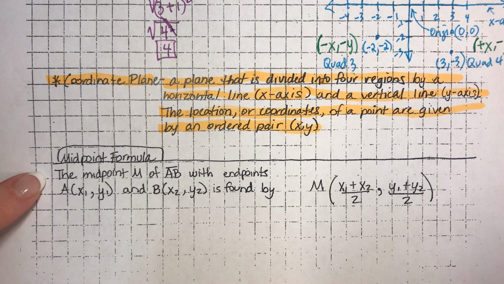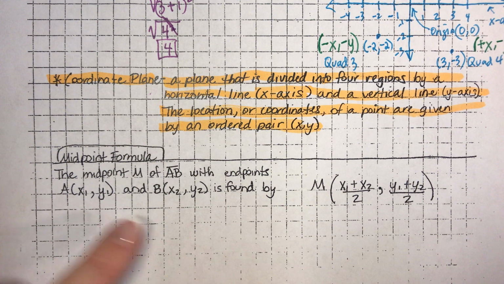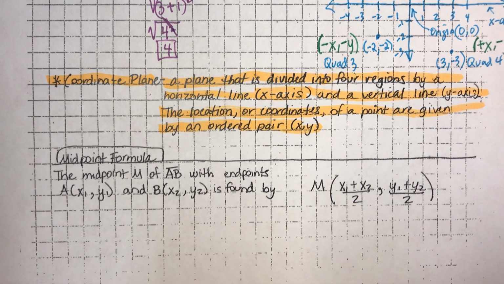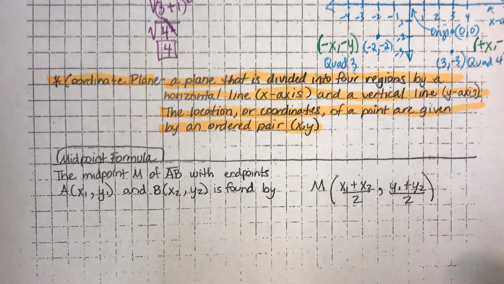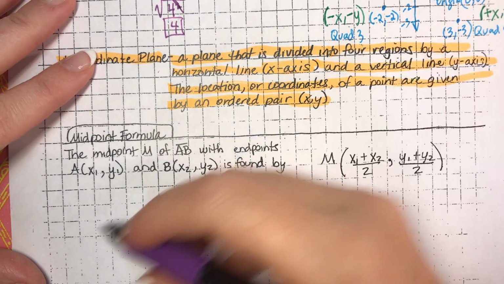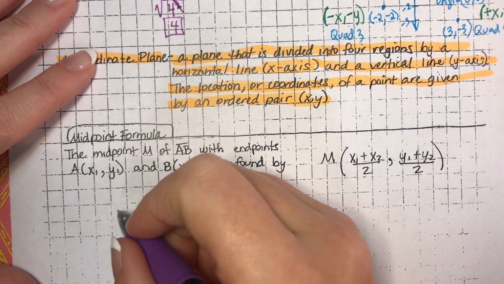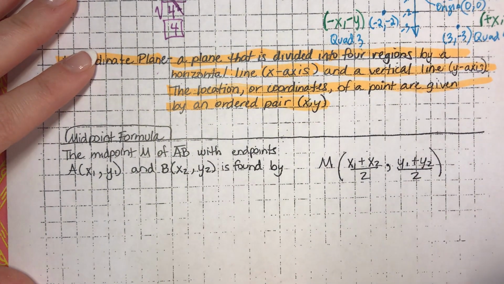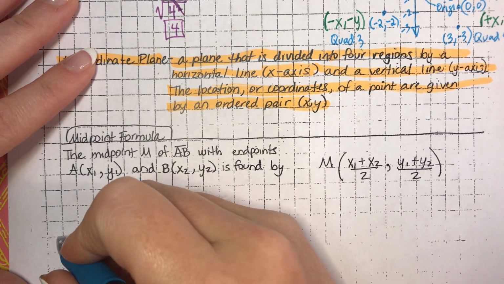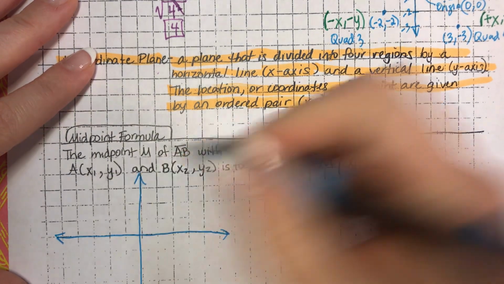So what this says is the midpoint M of line segment AB with the endpoints A, x1, y1, and B, x2, y2 is found by this formula. So I'm going to draw a picture so you see what we're talking about here. Okay, first let's go ahead and draw a coordinate plane just to put it in context here. All right, so there we have our coordinate plane.